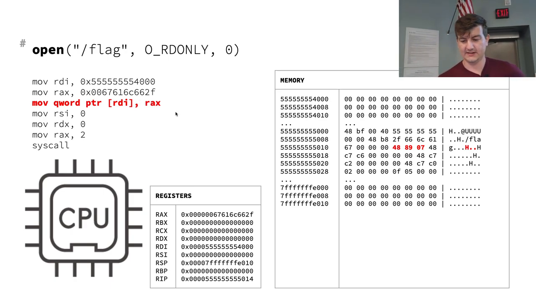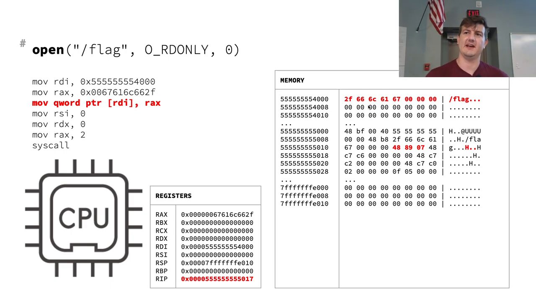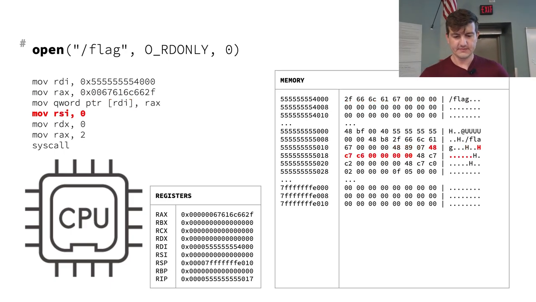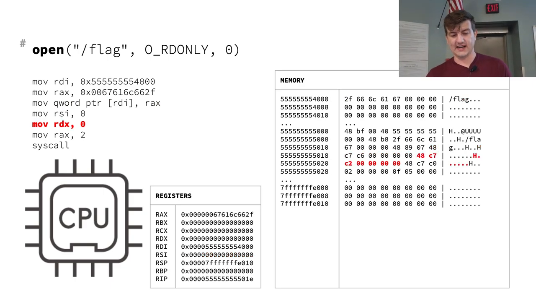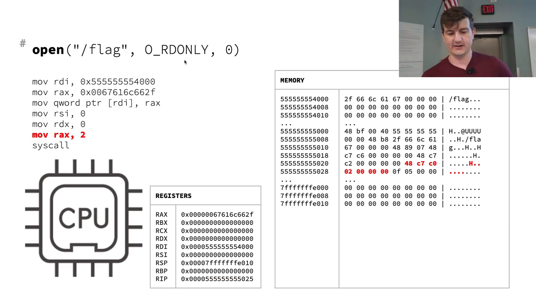Let's see if we are correct. If we're correct, then after this instruction executes, at this memory location of 54, which should be up here, we should see /FLAG, and this on the right is showing us the ASCII values of these bytes. Move 0 into RSI, move 0 into RDX. So it turns out O_RDONLY is 0. We'll show how to actually look that up later. And then we move 2 into RAX.